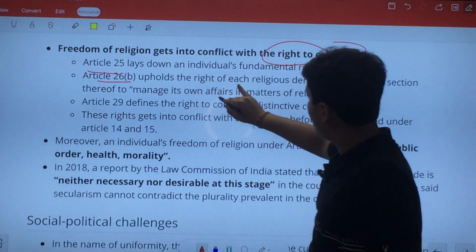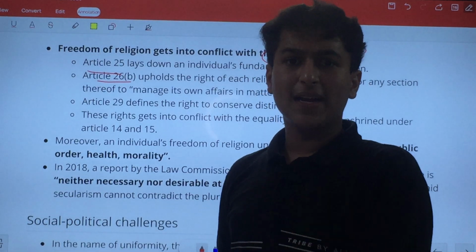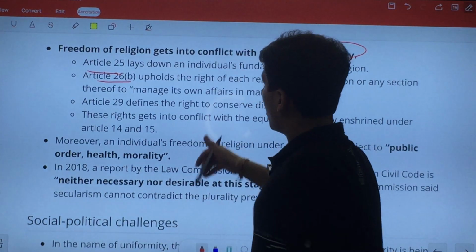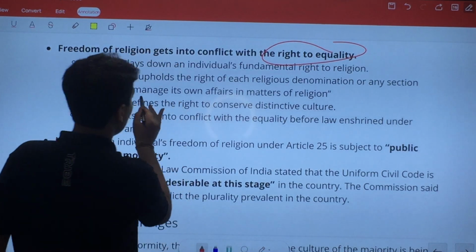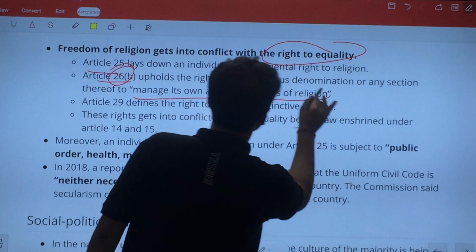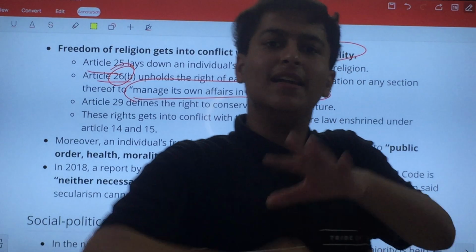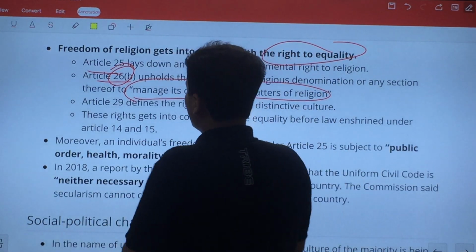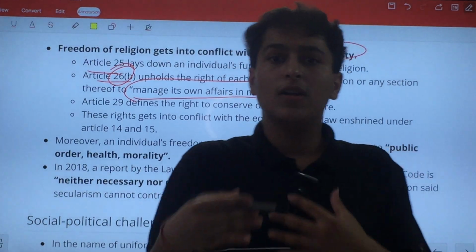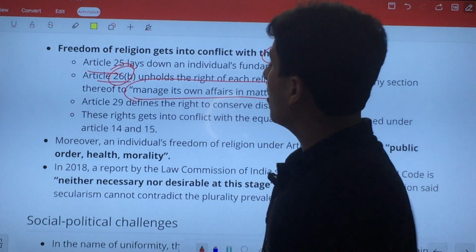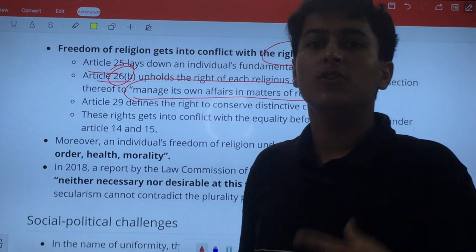Article 25 lays down the individual fundamental right to religion, meaning every person has the right to profess and propagate their religion. Plus, on the basis of 26B, the fundamental right is that the religion has the power to maintain its own matters of religion, meaning the people of a particular religion, like Muslims, have the power to maintain their internal matters. So this will automatically create discrimination. A widespread number of reasons, beyond imaginable words, which cannot be written down here, are pertaining all over India related to the Uniform Civil Code.